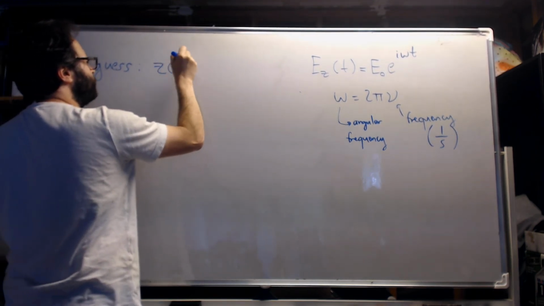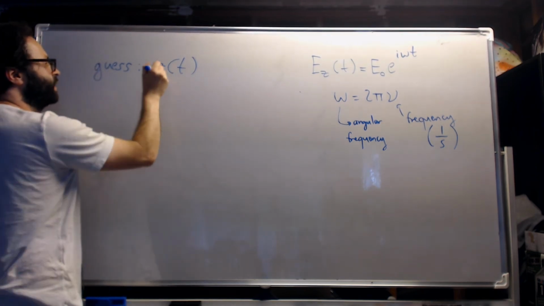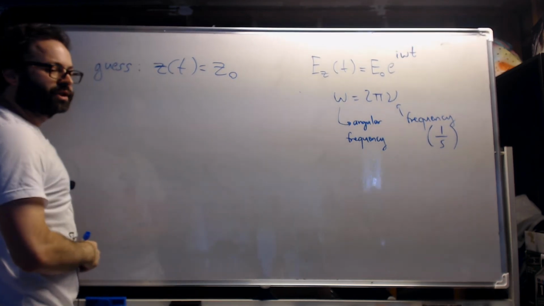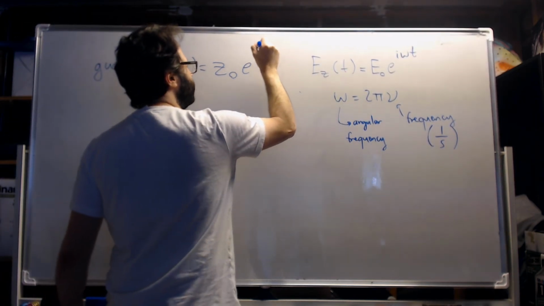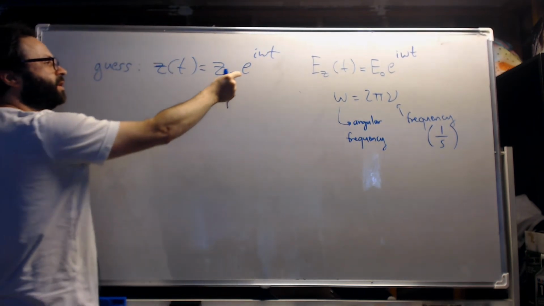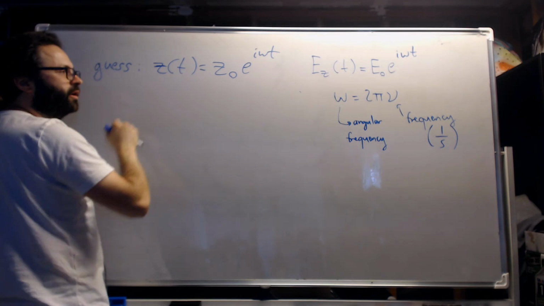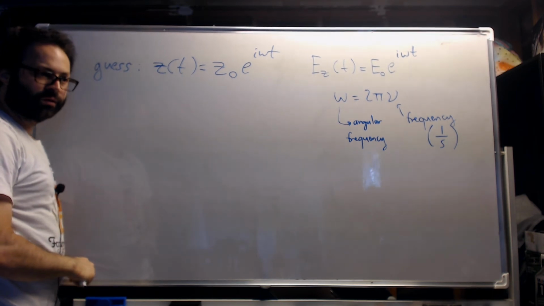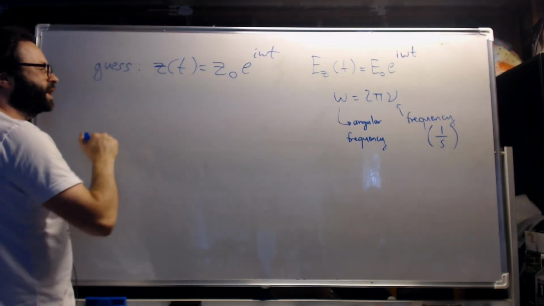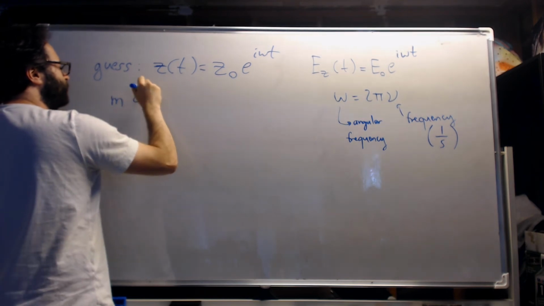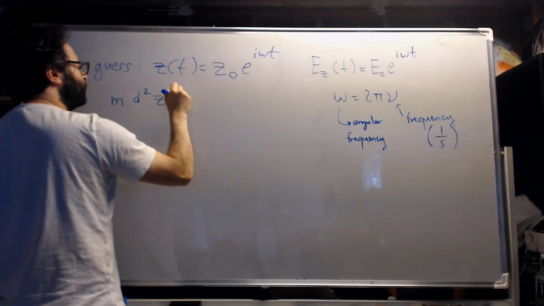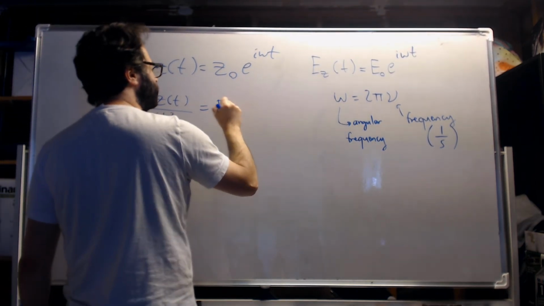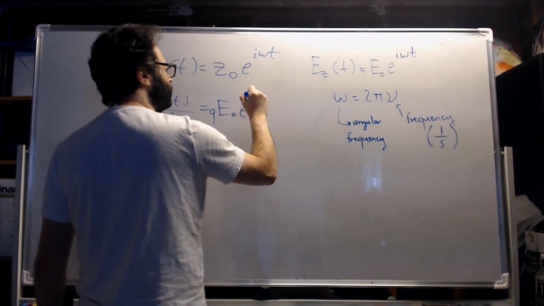that the position of the electron along the z-axis as a function of time is equal to some maximum position, some constant, also times e to the i omega t. That is to say, the time dependence of the electron position is going to be identical to the time dependence of the electric field. And let's check whether this solution satisfies the differential equation: m times the second derivative of position as a function of time should equal the charge on the electron times E naught e to the i omega t.